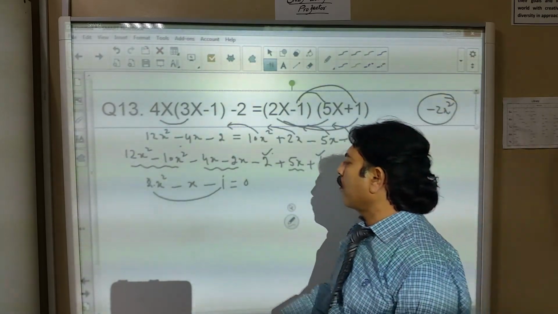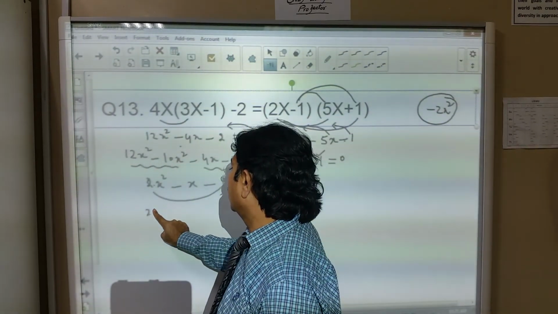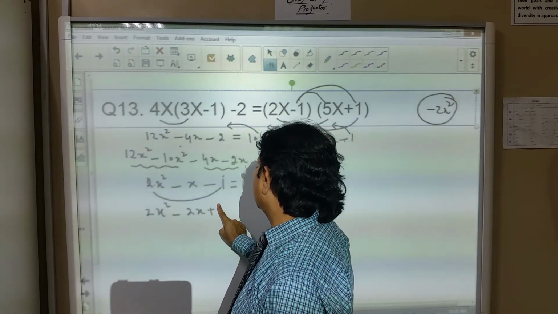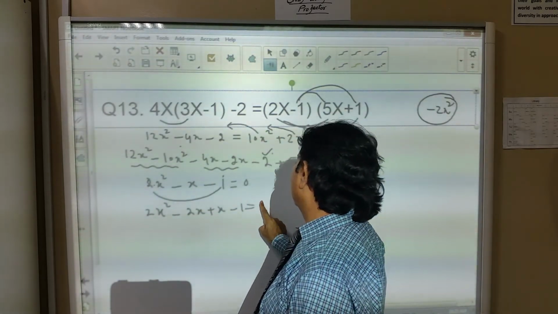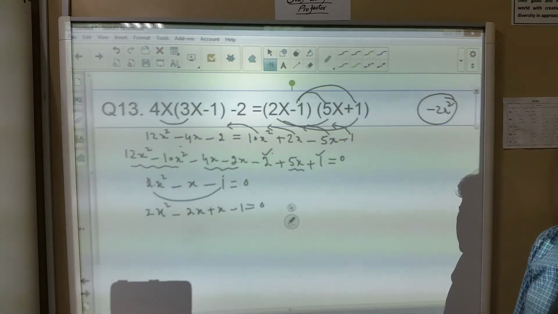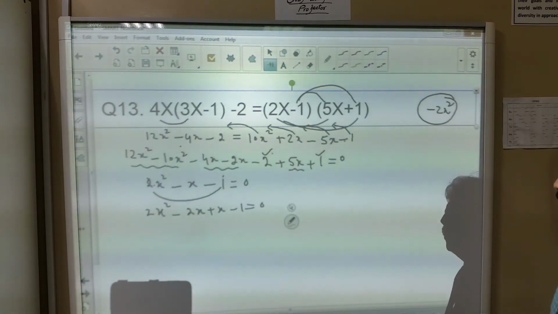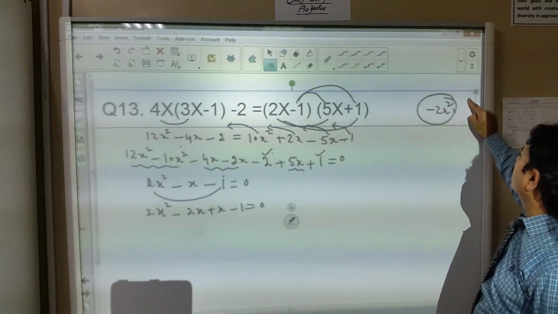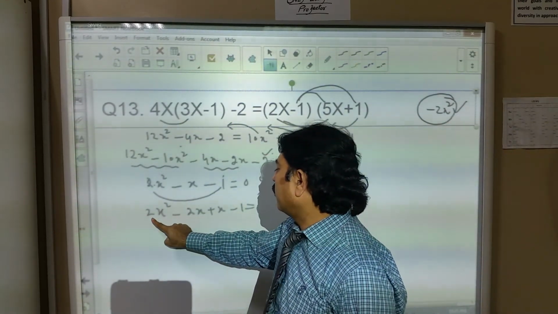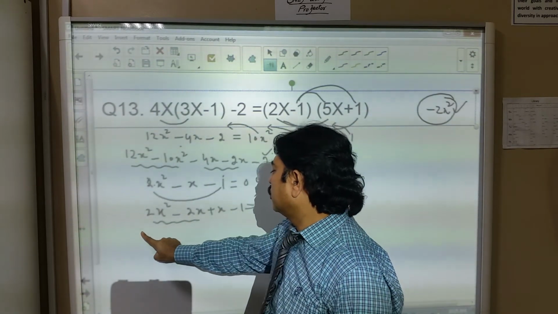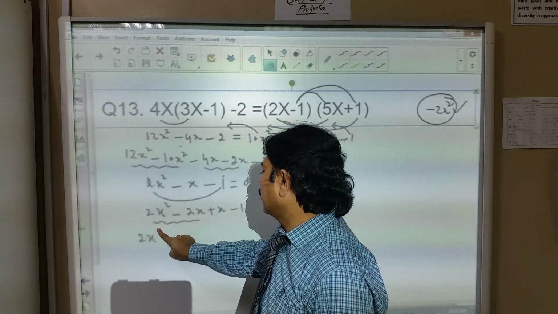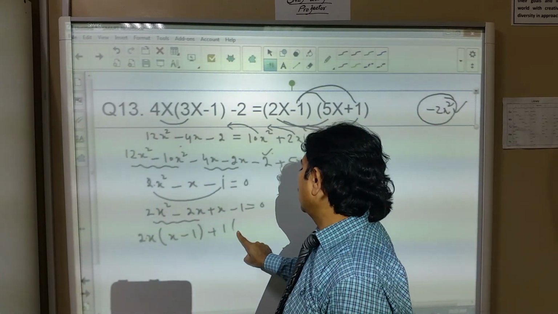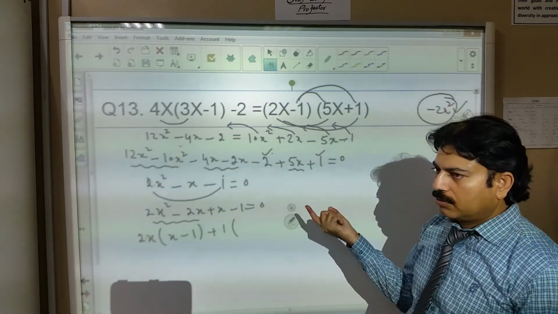Now factorize it. We shall write 2x square, then minus 2x plus 1x minus 1 is equal to 0. Now see it, minus 2x plus 1x is minus 1x. When we multiply minus 2x with x, the answer is minus 2x square. Okay, so from the first two terms, 2x is common. So remaining is x minus 1. 2 1s are plus 1. If there is nothing common, 1 is the root of all.